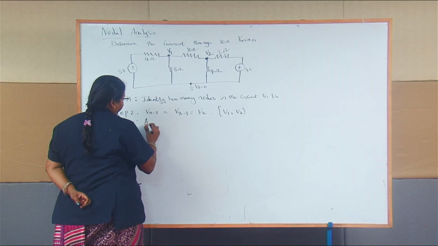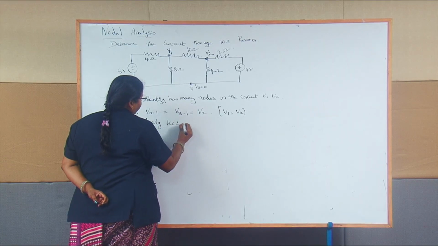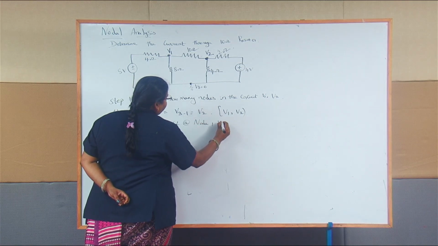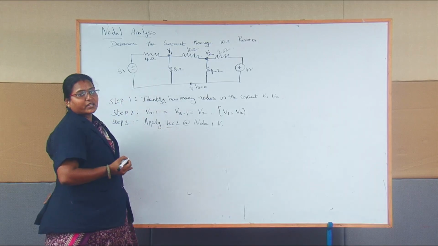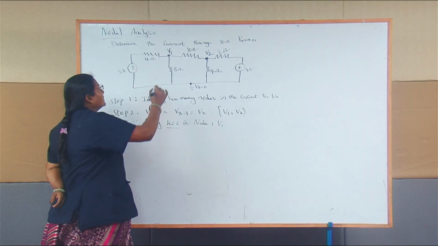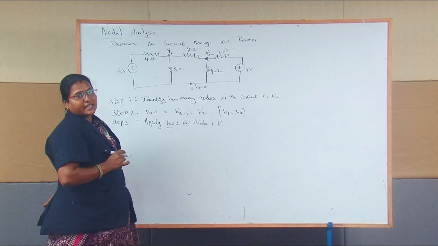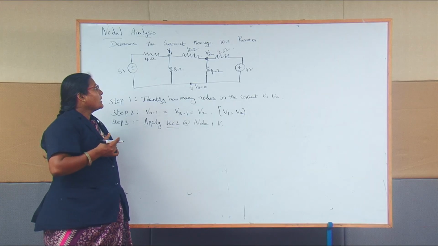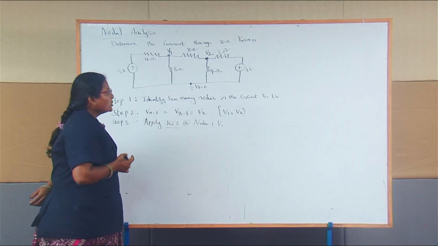I am going to apply KCL at node 1, that is V1. You know very well KCL is Kirchhoff's current law. Kirchhoff's current law says that the entering current at the node is equal to the leaving current, or the algebraic sum of the entering current plus the algebraic sum of the leaving current equal to 0.